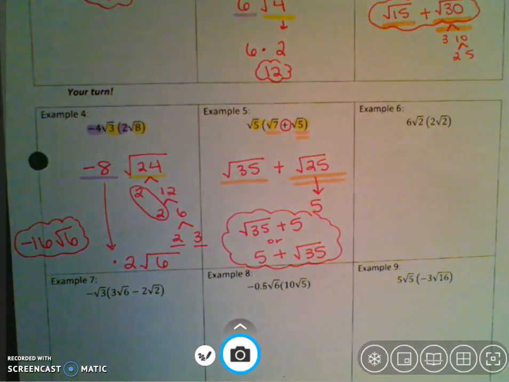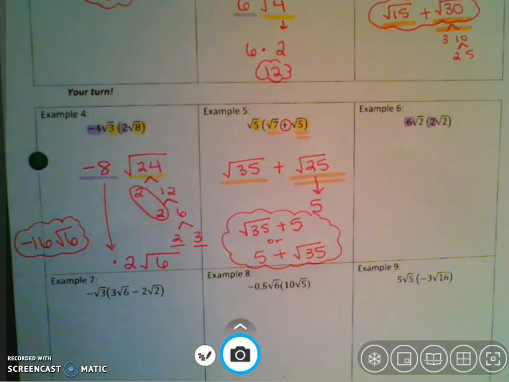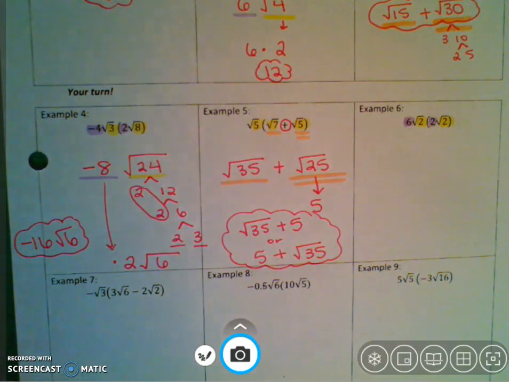Okay, so let's go ahead and highlight the next one. Outsides, I'm going to make purple. Insides, I'm going to make yellow. Okay, go ahead and pause this video and you guys try number 6.